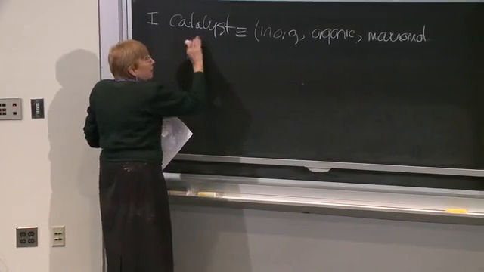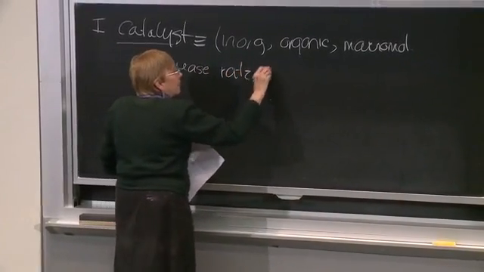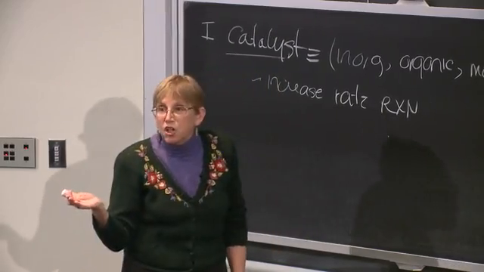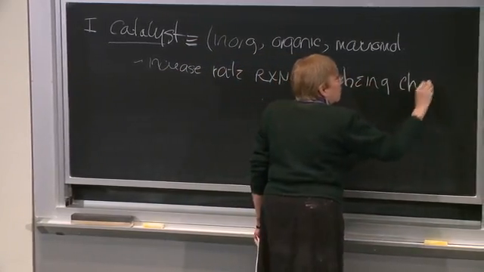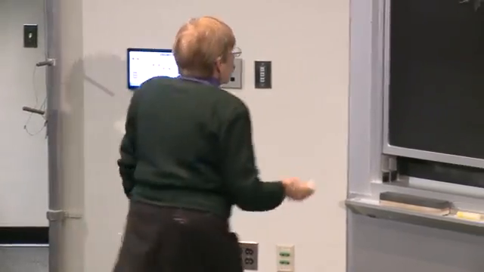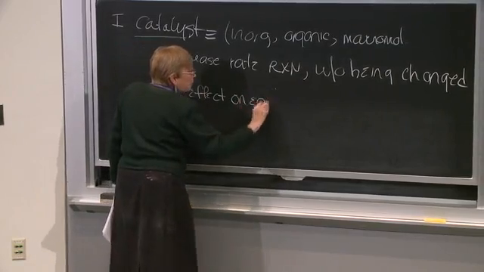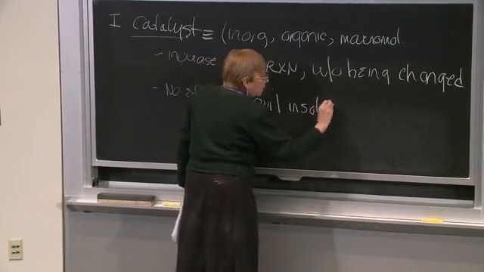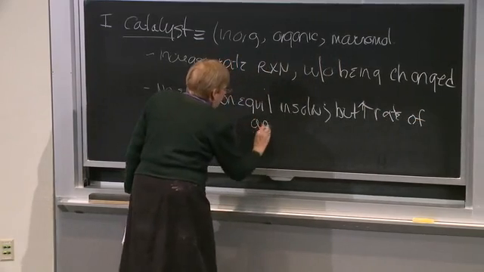And these catalysts increase the rate of the reaction without themselves being changed during the reaction. And furthermore, while they can increase the rate of the reaction, they don't affect the overall equilibrium of the reaction. They just increase the rate of approach to equilibrium. So they have no effect on equilibrium in solution, but increase the rate of approach to equilibrium.